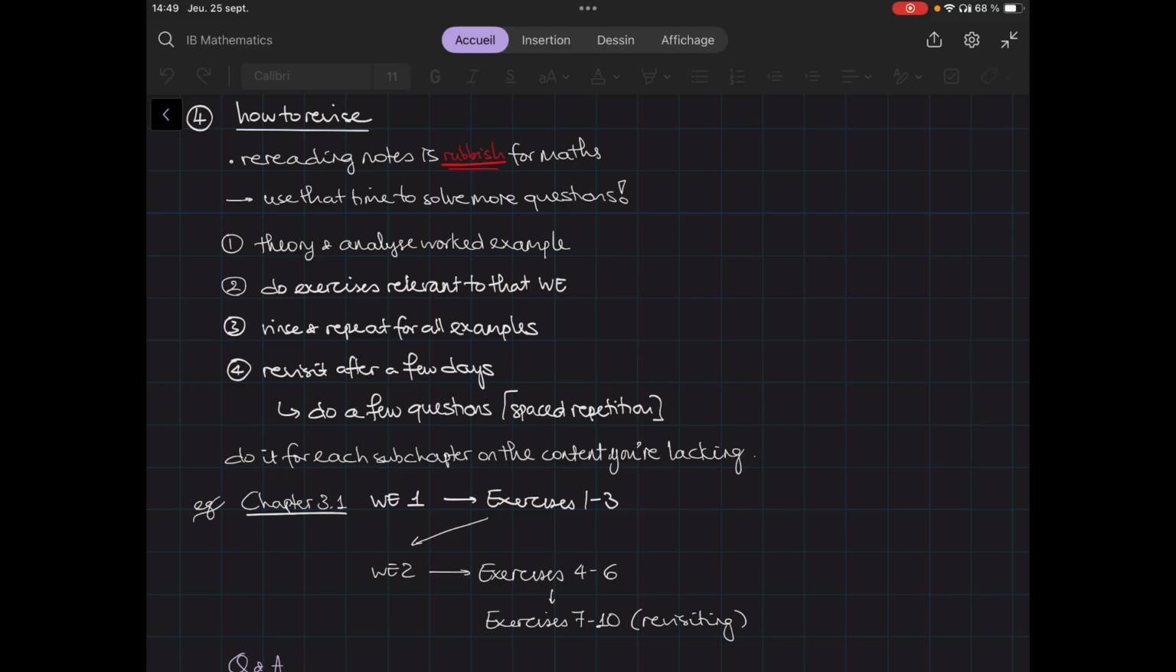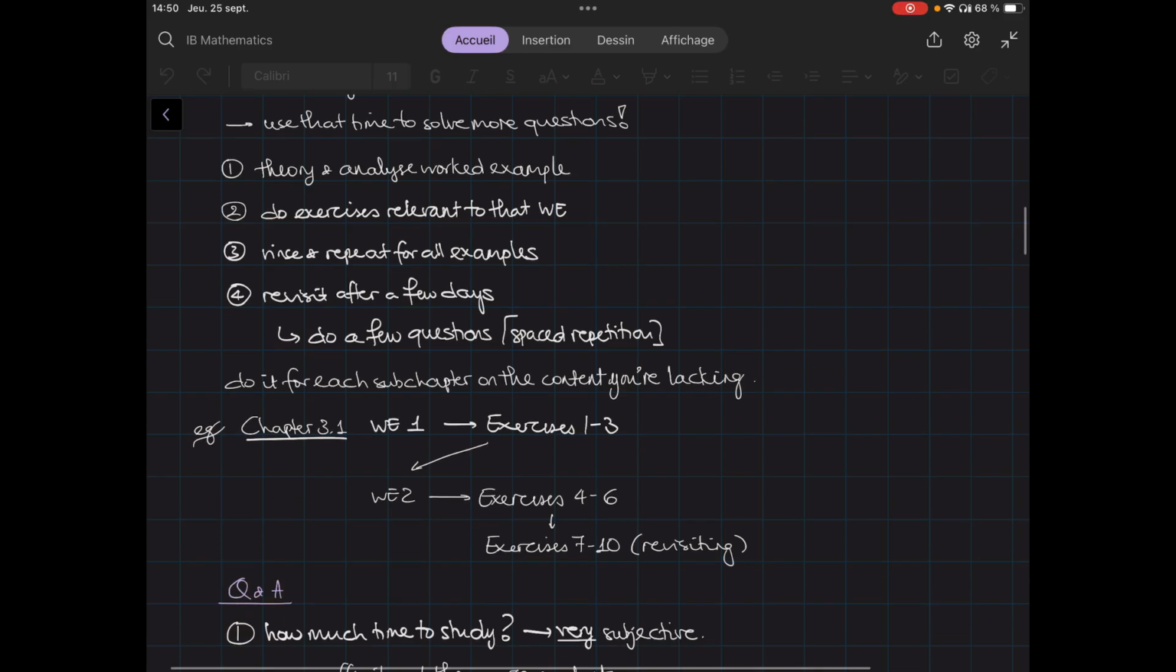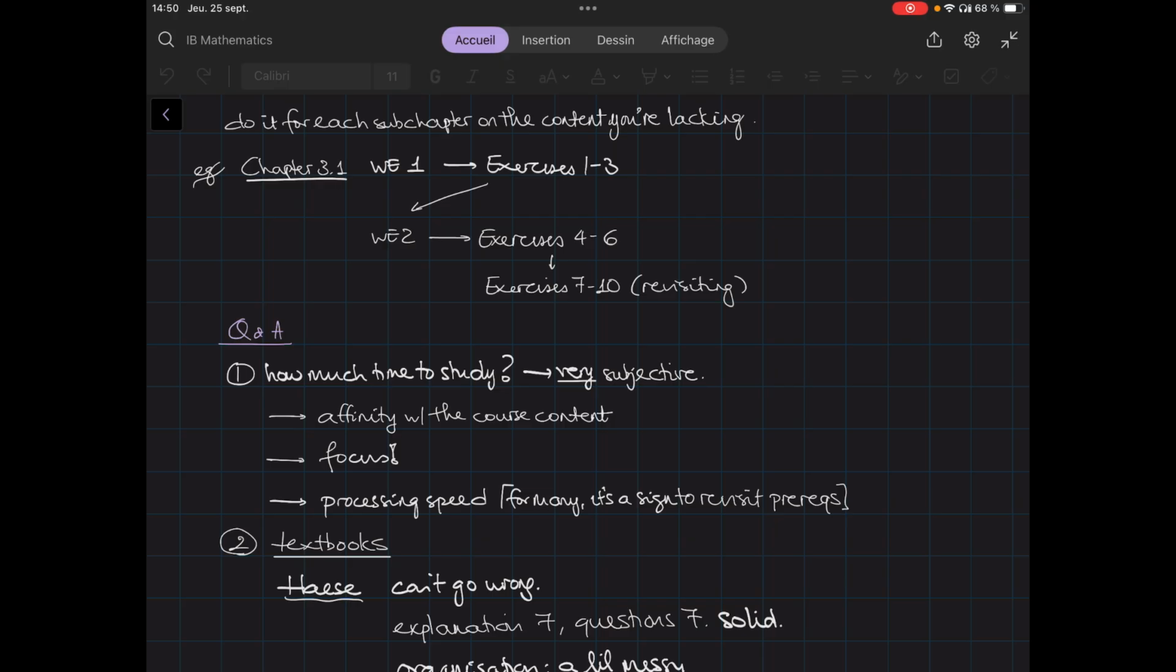Step 1. Look at the theory and analyze the worked example in your textbook. 2. Solve the exercises that are relevant to that worked example. Repeat steps 1 and 2 until you go through all the examples, and then you revisit the topics after a couple days. This is spaced repetition, which you may have heard of when revising for other subjects. It is a very useful technique to reinforce your storage and retrieval strength. And you will do it for each sub-chapter on the content that you need to work on.